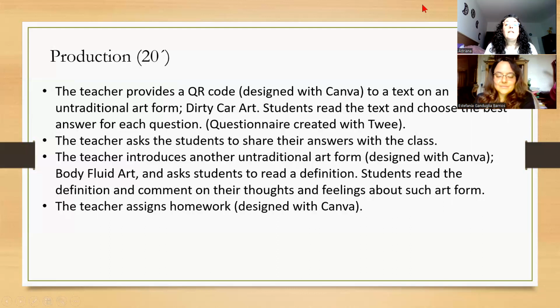Finally, the students are going to be assigned some homework. This particular homework was prepared adapting an activity from Living Uruguay 5. They are supposed to be looking for information on one particular untraditional art form and complete a chart.